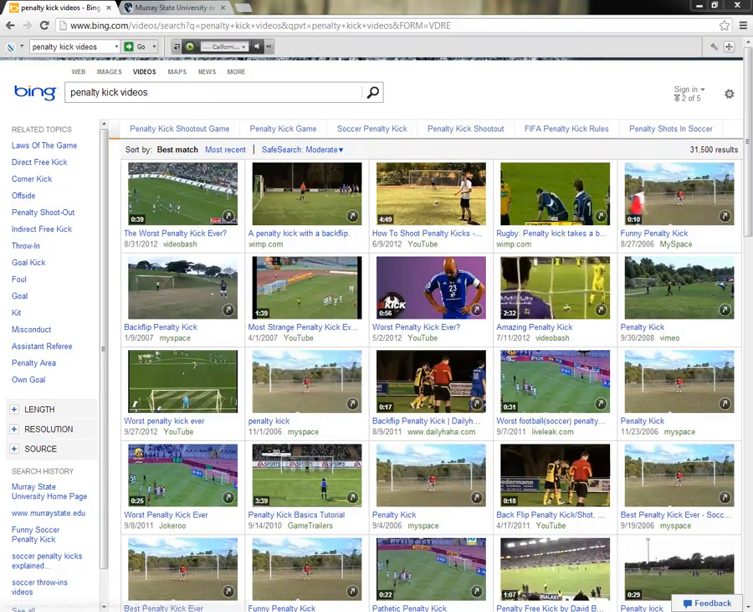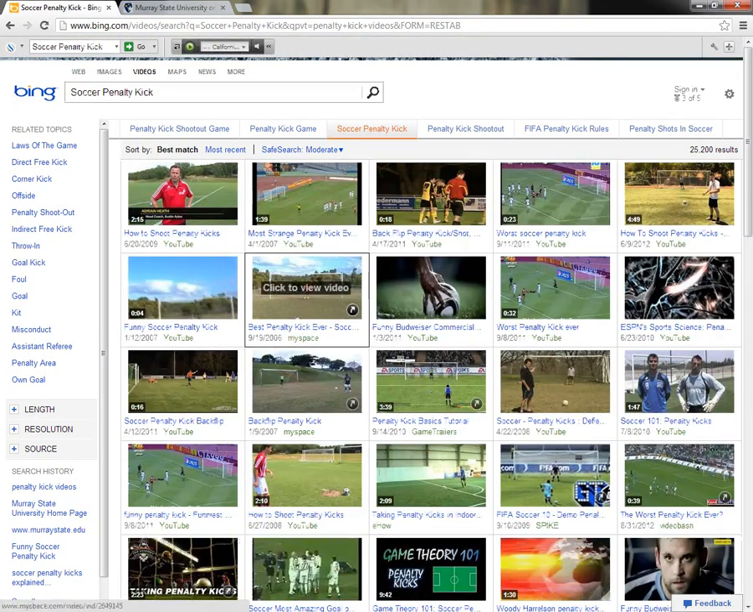Once again, take a look in the search. This is in Bing, but you can do this in any of them, Chrome, Firefox, Internet Explorer: penalty kick videos. You're going to come up with a bunch of these. Soccer penalty kick. You know, you click on this, look at good explanations and all this.